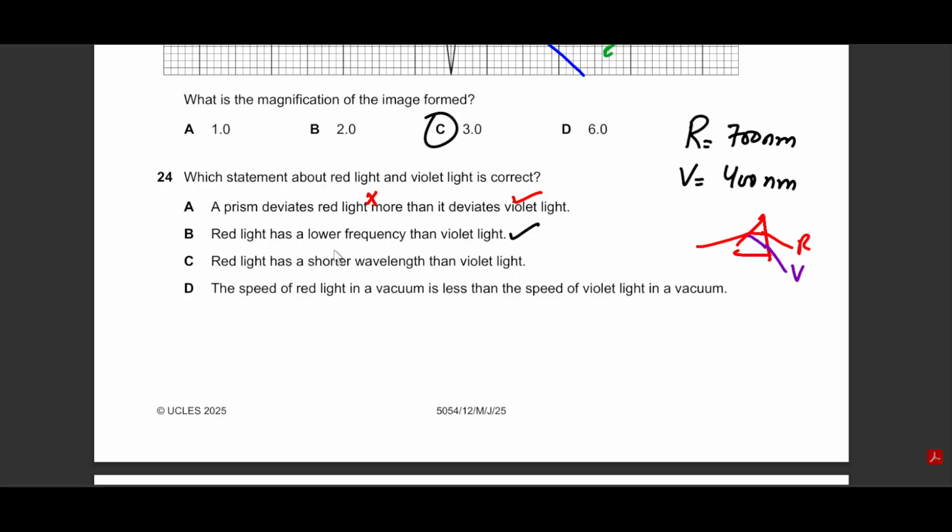Red light has a shorter wavelength. No, this is false because we memorize them. The speed of light in the vacuum is less. No, this is completely, utterly wrong because they are all moving at the same speed, which is 3 into 10 raised to power 8 meters per second.